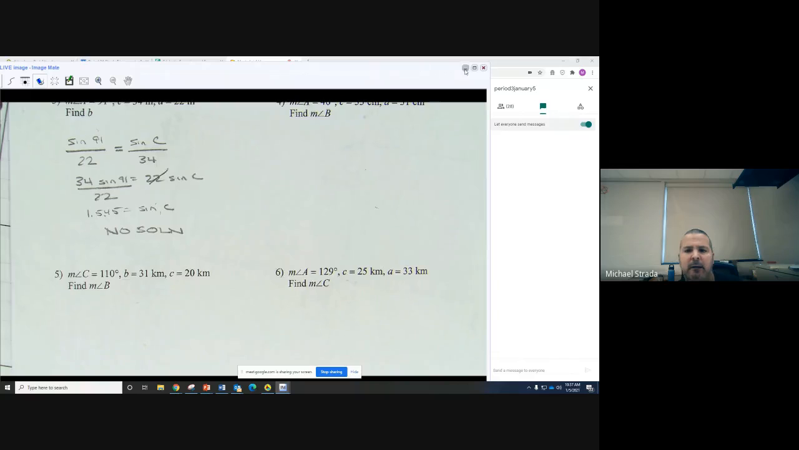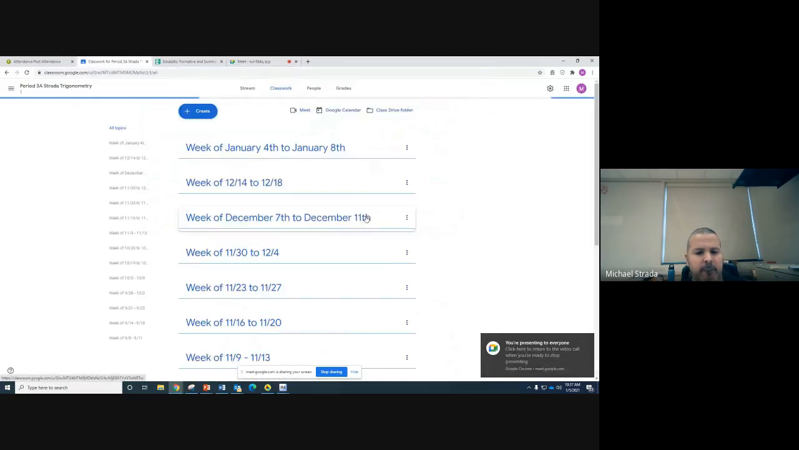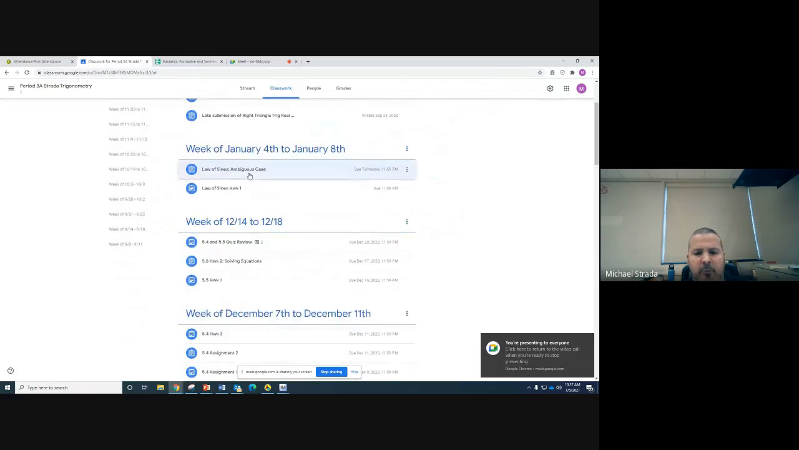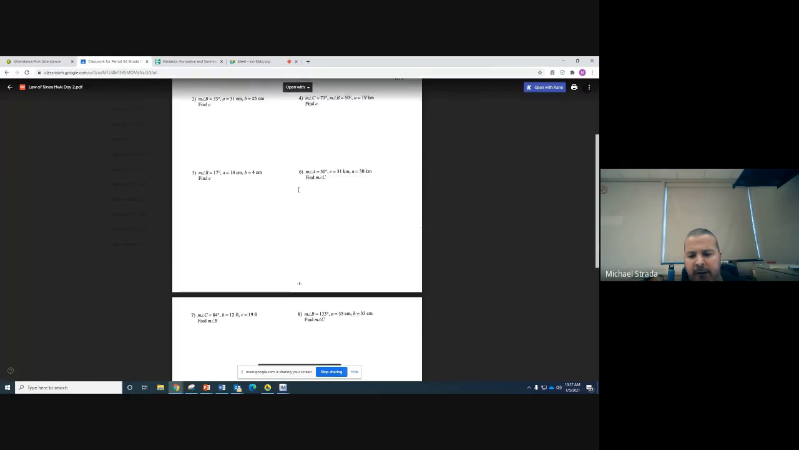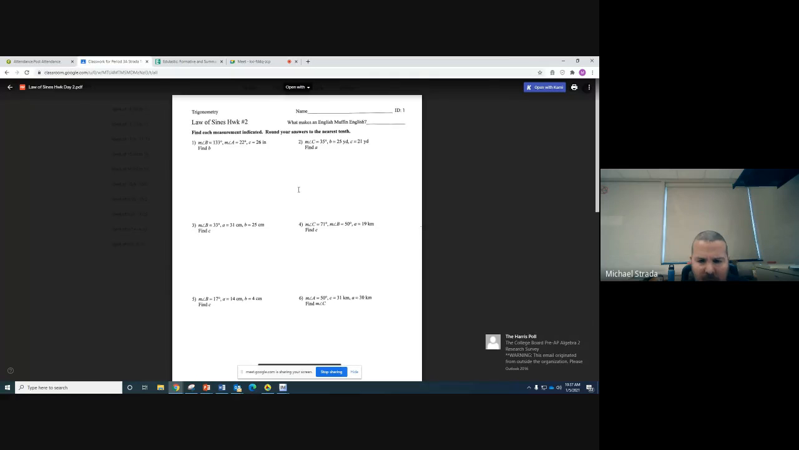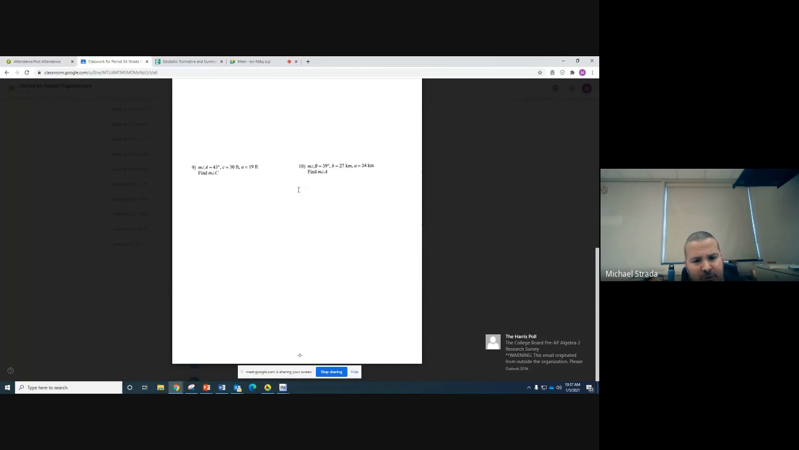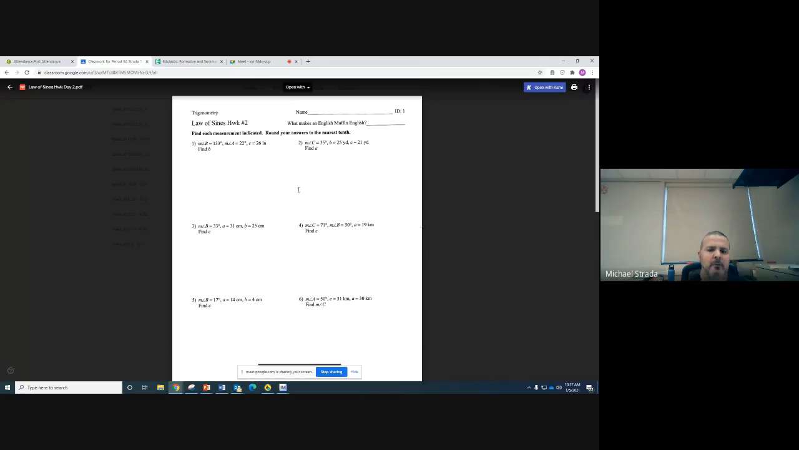All right. Here's the second homework, which is the law of sines ambiguous case. If it has 0 solutions, you just write no solution. If it has 1 solution, you just do that. If it has 2 solutions, you do both. So tomorrow we will finish this up to make sure everybody's good to go.